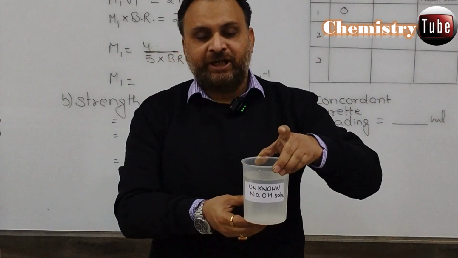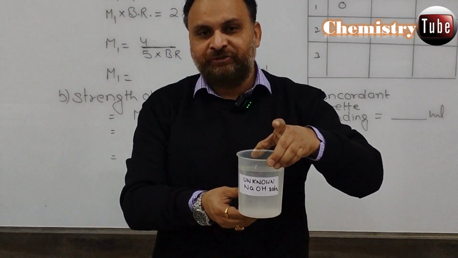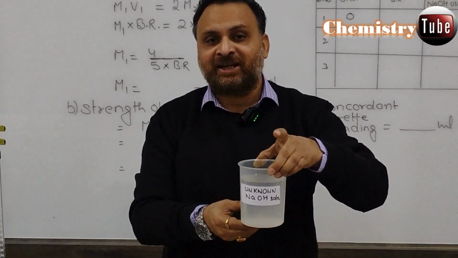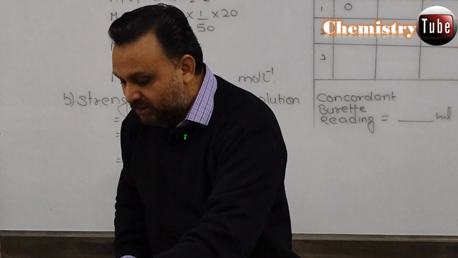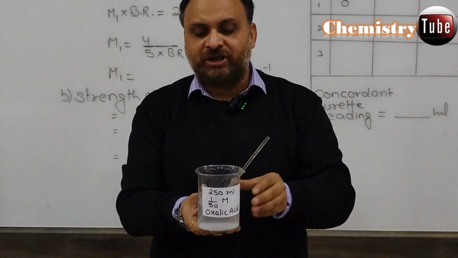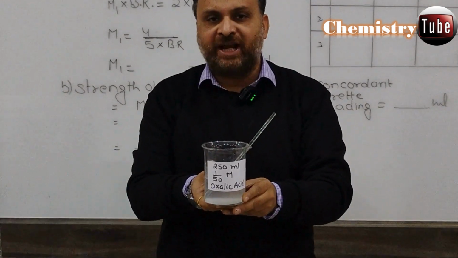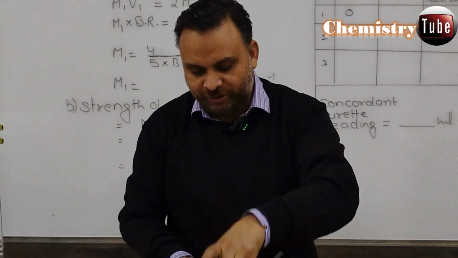First of all, we require an unknown solution of NaOH. Of course, we know that this is NaOH solution. The question is, what is the molarity and strength of this NaOH solution? Second solution that we require is a standard solution of oxalic acid. This is 250 ml of 1 by 50 M oxalic acid solution. This is called our known solution.